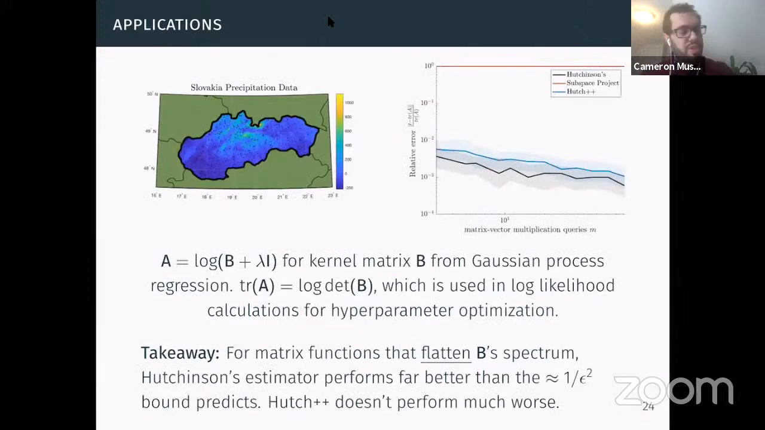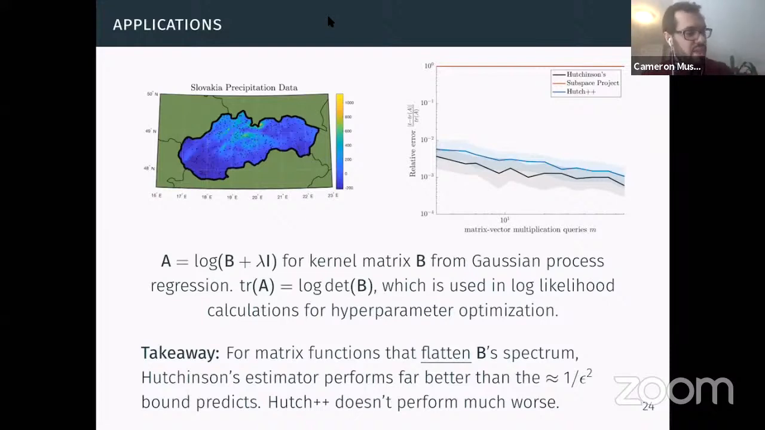A second example, which is less of a good example for us, is in approximating the log determinant of a matrix. Here we were doing a paper on Gaussian process regression. As part of that, we had to approximate the log determinant of B plus lambda I, where B is a kernel covariance matrix and lambda I is a regularization term. So we just tested using Hutch++ to approximate this log determinant, which is the trace of the log of the matrix.